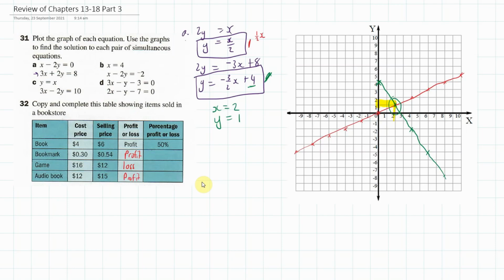So what we do to find a percentage profit is we get the profit, we pop it over the cost price, and then we times it by 100. So for the first one, it's 24 cents divided by 30 cents times 100, and that's 80% profit. The gain is a loss of, and then we lost $4 there, didn't we? So 4 over 16, which is 25%, so it's a loss of 25%. Now with the audiobook, we lost, again, this time $3, but 3 over 12 is also a 25% loss there. Okay, so that's those first couple of questions.